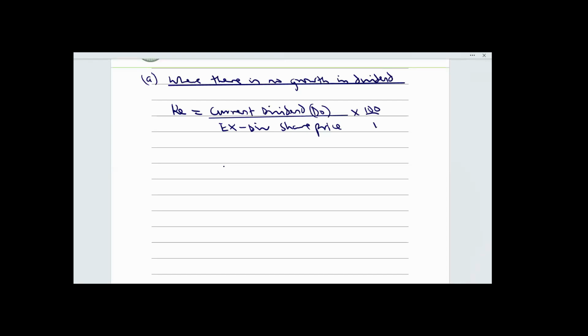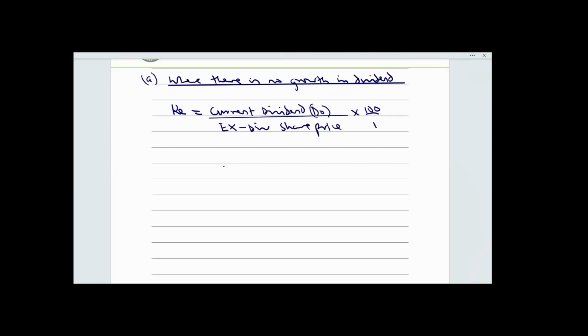The reason being that if you put ex-div share price, it will draw your attention to go to the question and check if dividend has been paid. Because if dividend has not been paid, you cannot use the share price given to you, because the share price to be used must be the one that excludes the dividend. So if you are given a share price that includes dividend, you need to convert it to ex-div share price. I will explain it to you later on.